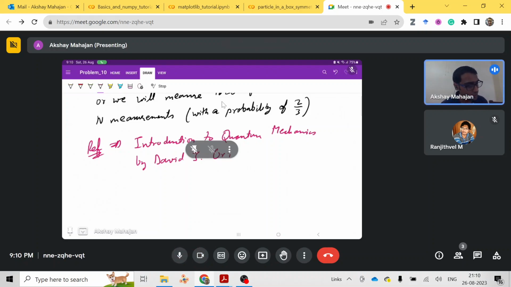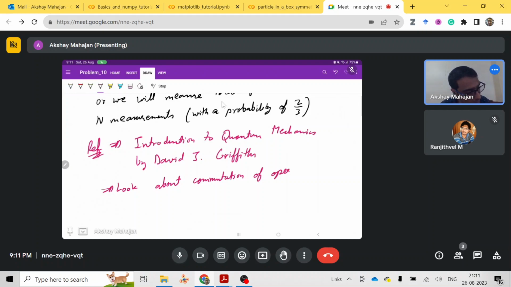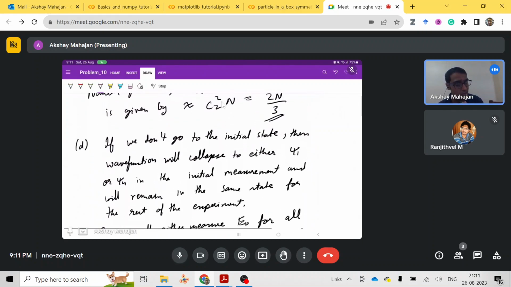Okay, sorry about it. So this is the reference that I recommend, Introduction to Quantum Mechanics by David J. Griffiths. And for this problem, which I discussed in parts C and D, look for the commutation of operators section, so I guess you will understand much better.